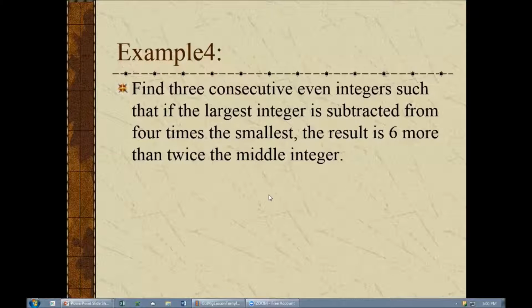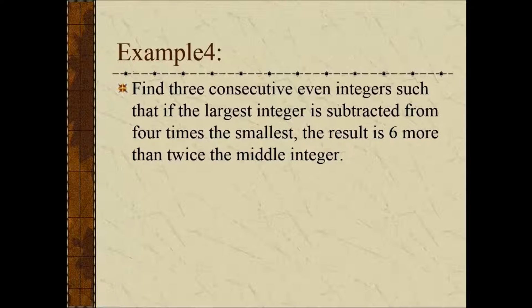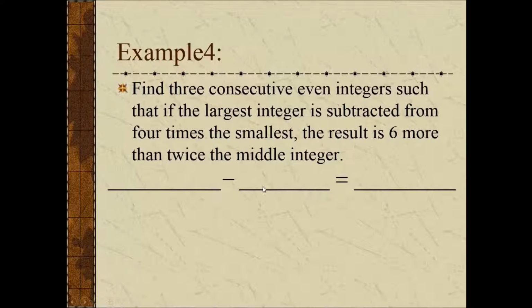Our next example is a typical problem that's found in a lot of algebra textbooks. These are called consecutive integer problems. It starts out, find 3 consecutive even integers such that if the largest integer is subtracted from 4 times the smallest, the result is 6 more than twice the middle integer. Wow, that sounds a bit complicated, but I think I can write sort of a skeleton of the problem. It says one thing is subtracted from something else and the result is something. So I'm just going to put in a basic 3 blanks here, so that I can subtract something from something else and get a result.